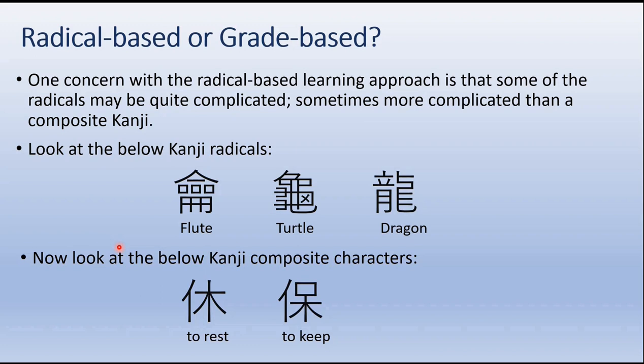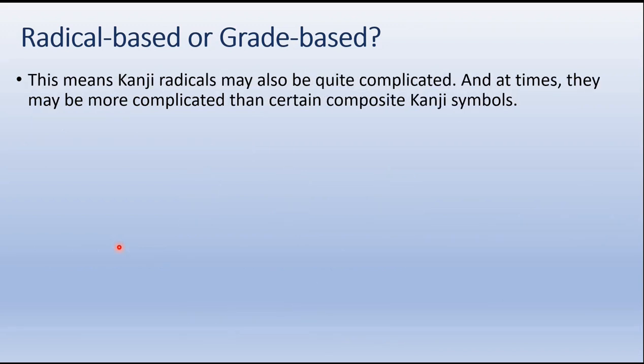So if we compare these two lines, then we see that the composite kanji characters are simpler than these three radicals, flute, turtle, and dragon. So what does this imply? It implies that it is not necessary that the radicals will always be simple and the composite characters will always be complicated. It could be the other way around as well. So this means kanji radicals may also be quite complicated, and at times they may be even more complicated than certain composite kanji characters.